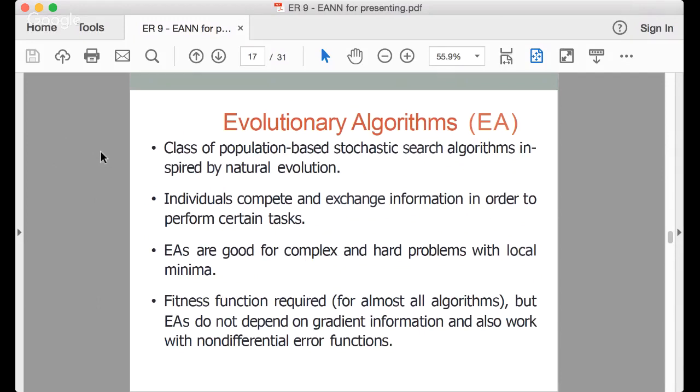So let's move on to evolutionary algorithms. Evolutionary algorithms are a class of population-based stochastic search algorithms inspired by natural evolution. Individuals compete and exchange information in order to perform certain tasks. Evolutionary algorithms are good for complex and hard problems with local minima. Fitness functions are required for almost all algorithms, but EAs do not depend on gradient information and also work with non-differentiable error functions.